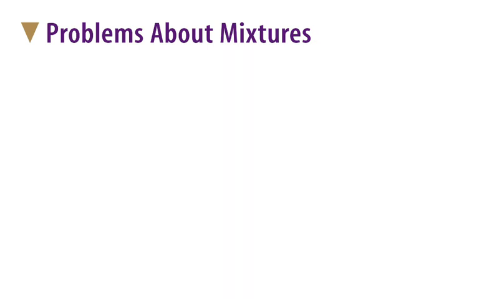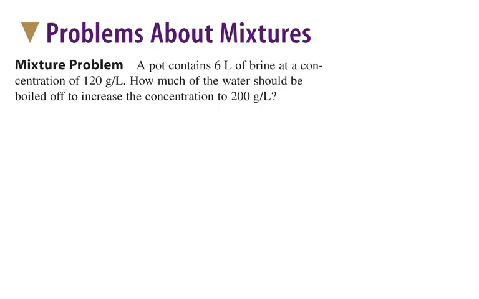Here's another problem about mixtures. This one says a pot contains 6 liters of brine, concentration of 120 grams per liter. Okay, how much water should be boiled off so that we increase the concentration to 200 grams per liter?